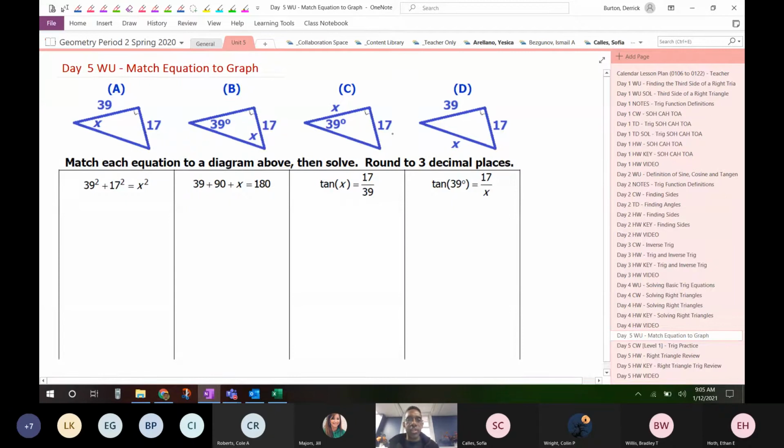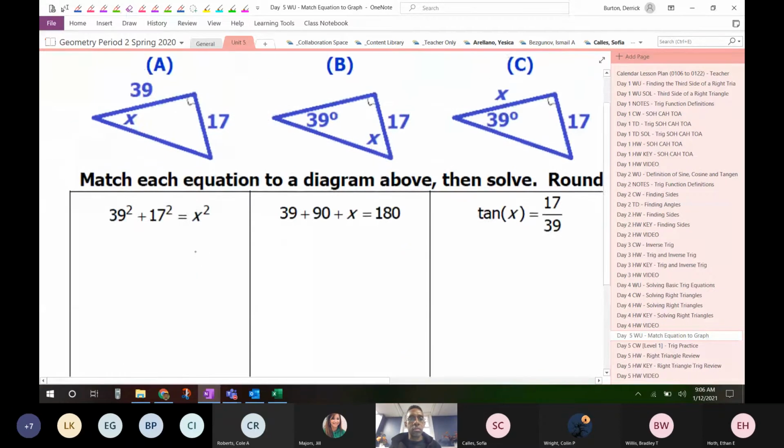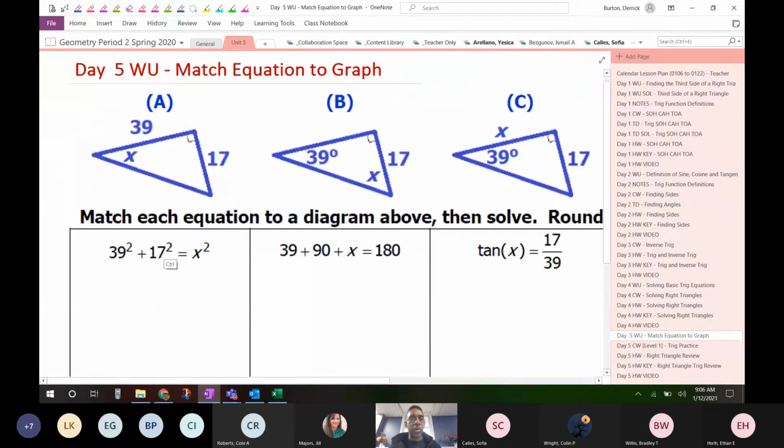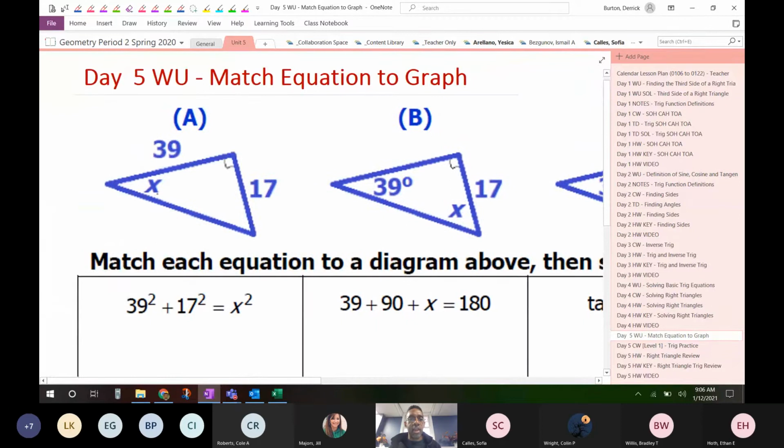We've got pictures, and each one of these will be solved in a different way. So we need to match the pictures up with the equation. So let's see. Looking at picture A, if I wanted to find X, I'm looking at picture A, I want to solve for X.